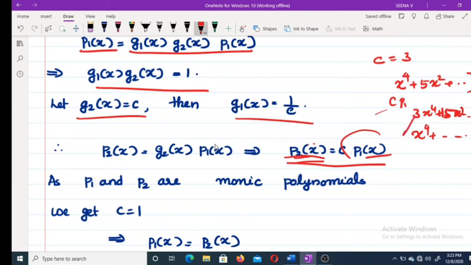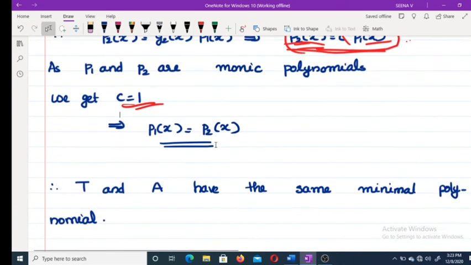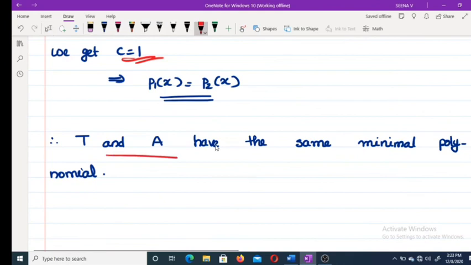But here these coefficients are not equal. So this is possible only if C equals 1. Therefore, p1(x) equals p2(x). Therefore, T and A have the same minimal polynomial. Okay, that's all for today's class.